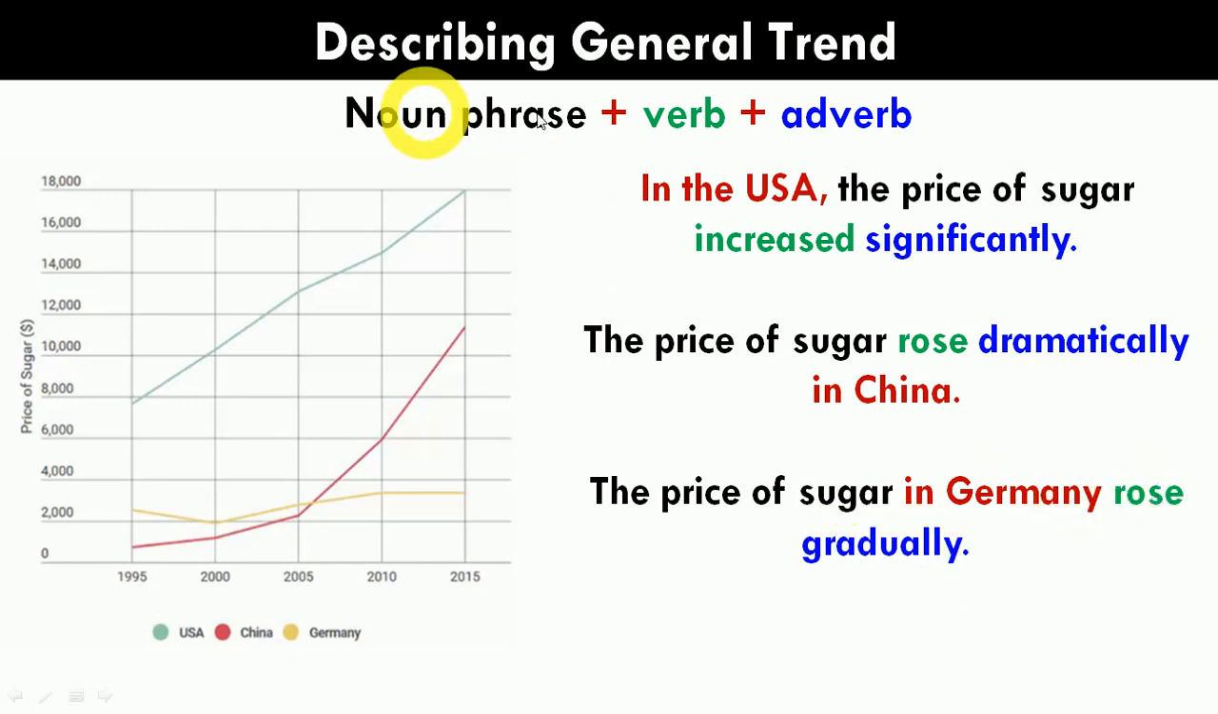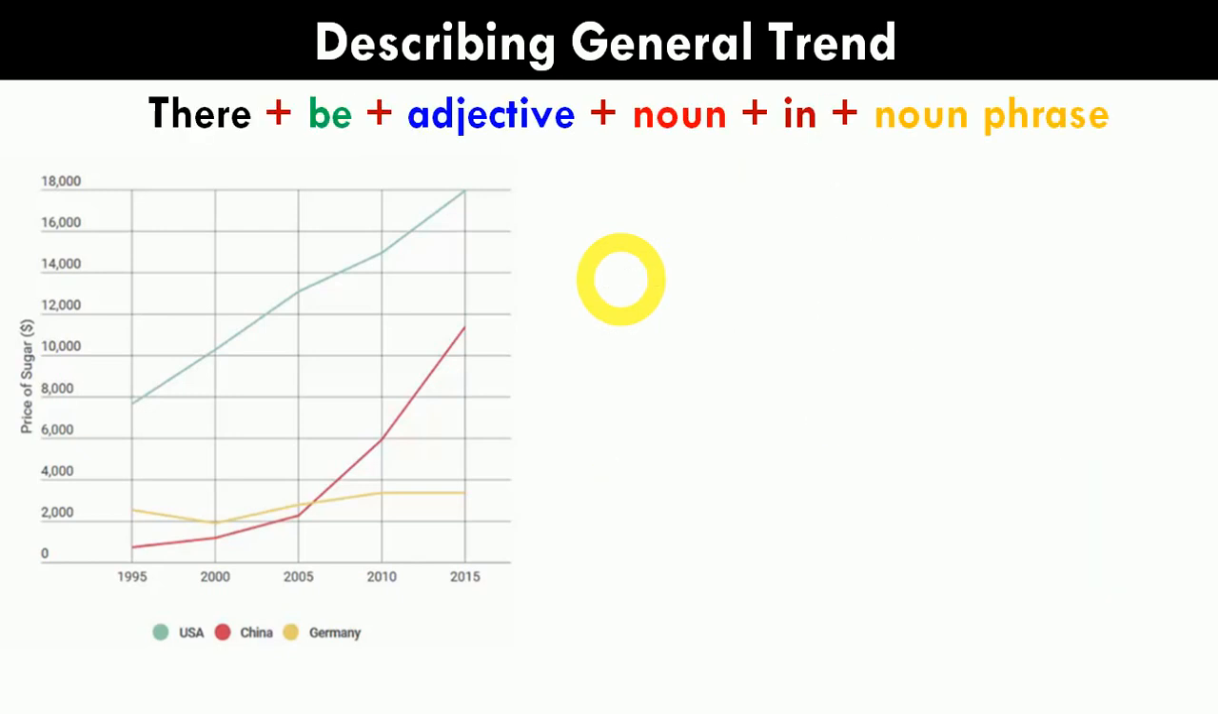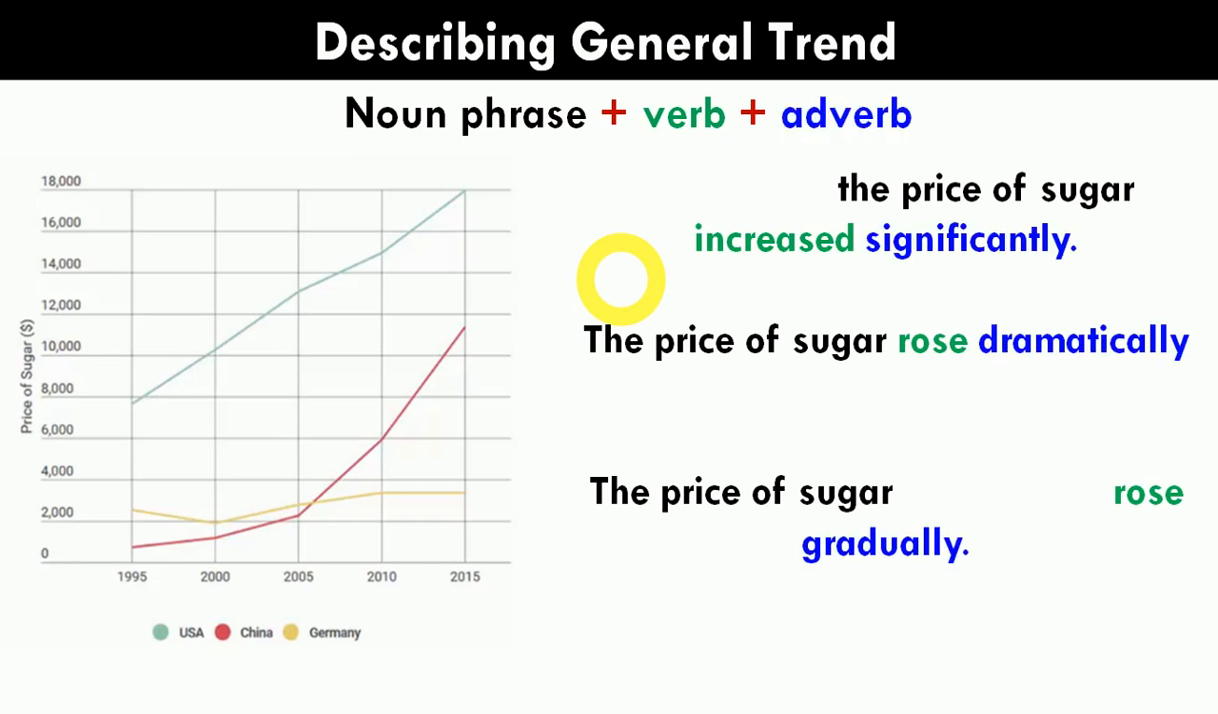Alright, so along with this sentence formation, along with this structure, we have to remember how to insert the name of country in a correct manner. Fine. So we have these two sentence formations while we are describing the general trend. So first one is, guys, let us revise. The first one is there plus be plus adjective plus noun plus in plus noun phrase. And the second one is noun phrase plus verb plus adverb.